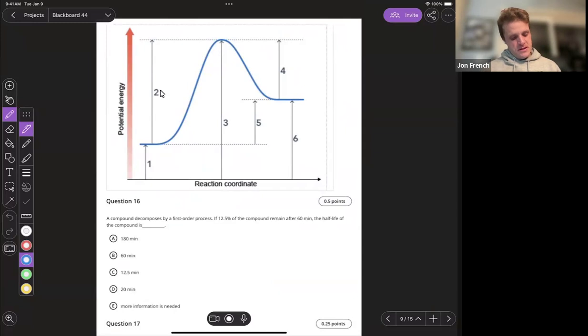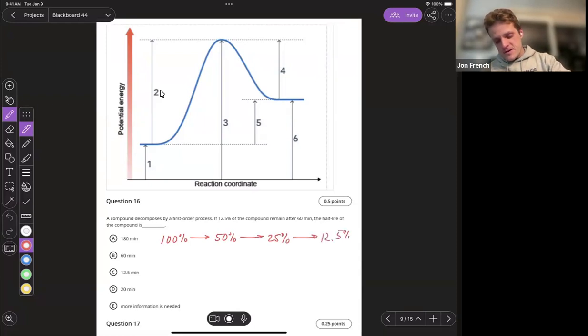All right, question 16. You're going to kick yourself when you see how easy this question is. A compound decomposes by a first order process. If 12.5% of the compound remains after 60 minutes, the half-life of the compound is what? Well, for half-life, we start with 100% of the material. After one half-life, we have 50%. After another half-life, we have 25%. And after one more half-life, we have 12.5%.